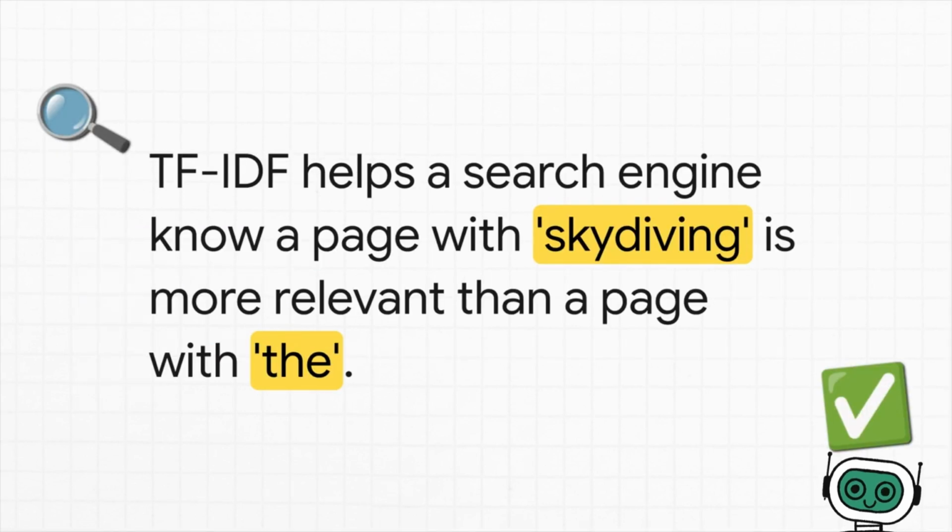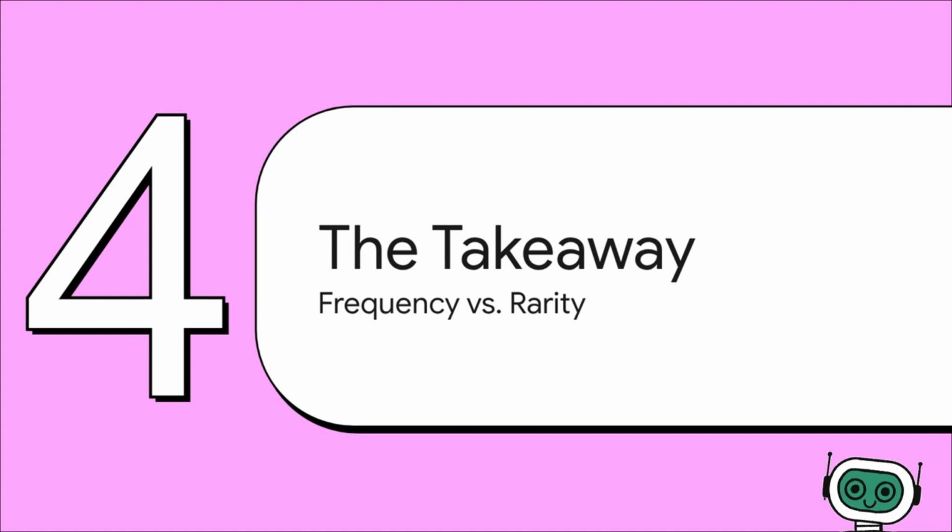So, let's bring it back to our original problem. When you search for skydiving, TF-IDF is exactly how the search engine knows that a page mentioning that specific word 10 times is way more relevant than a page that just happens to mention the word the 10 times. It quantifies relevance. So let's wrap this up and boil it all down to one core idea.